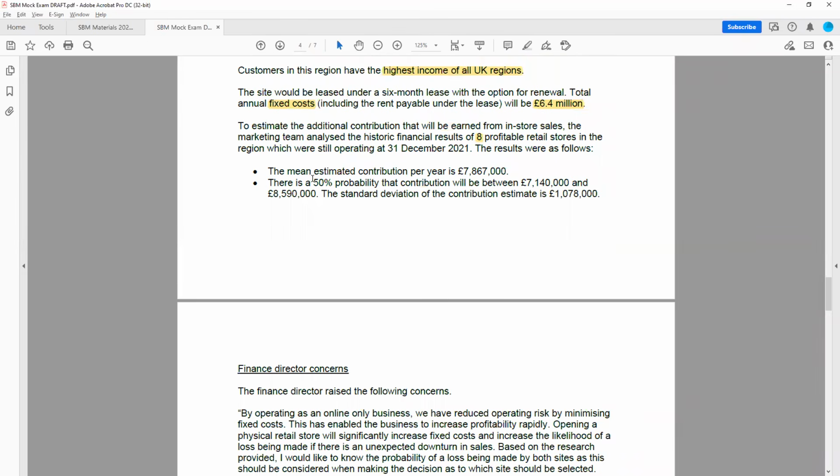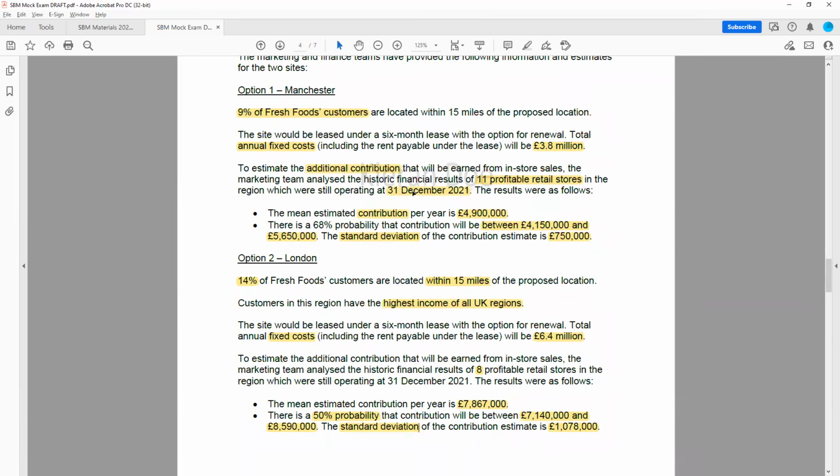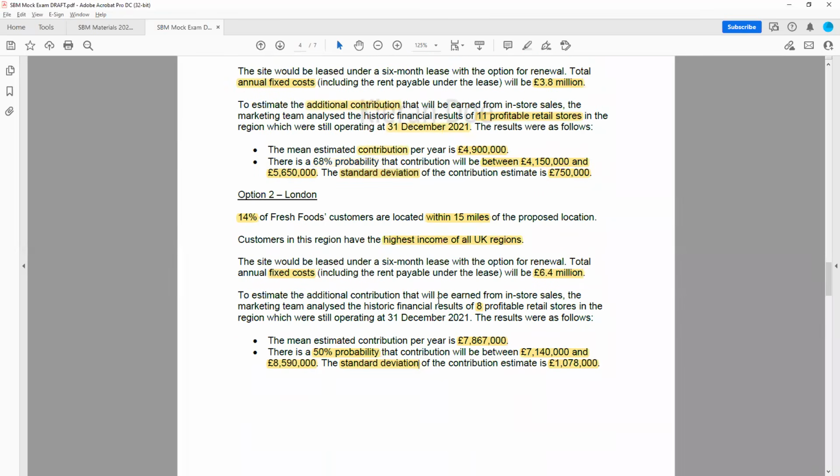We're told what the mean estimated contribution is per year. So again, looking at that contribution, we've got that there. And then we're told some other information about probabilities. So 50% probability that it will be between this and this. And again, we're told what the standard deviation is of that mean contribution. So again, we've actually got the same information here, albeit different for the different option.